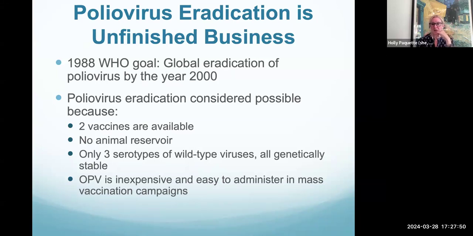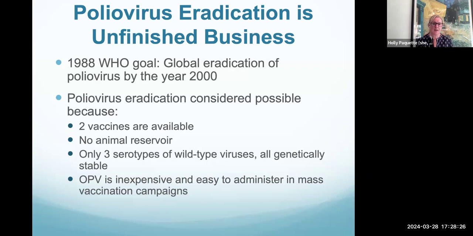In 1988, the World Health Organization had a goal to have it eradicated by the year 2000. And there's a lot of reasons why this was one that we thought we could actually eradicate. For example, we have 2 vaccines that are now available, both the live attenuated and the inactivated. There's no animal reservoir, meaning that there's no natural animal that it could actually hang out in and come back and infect humans.